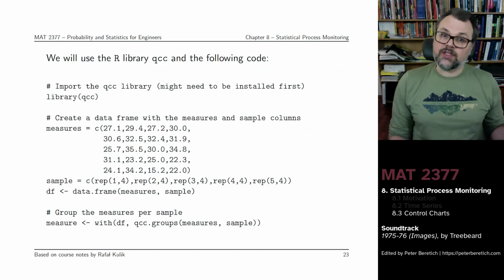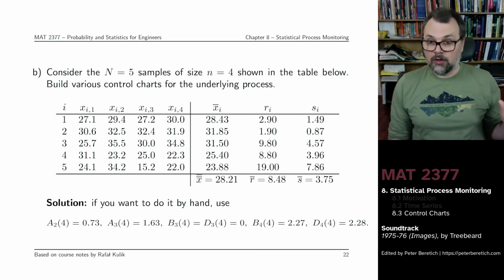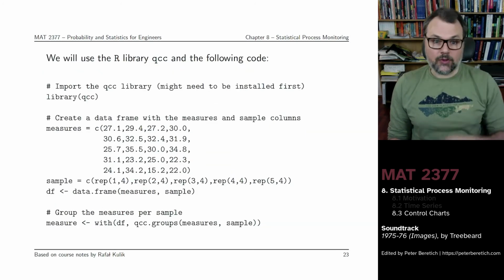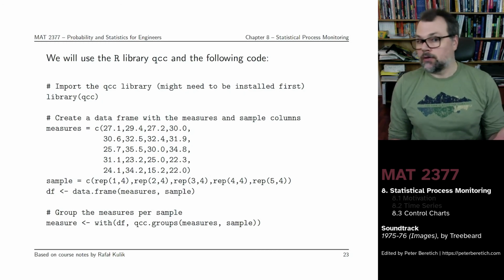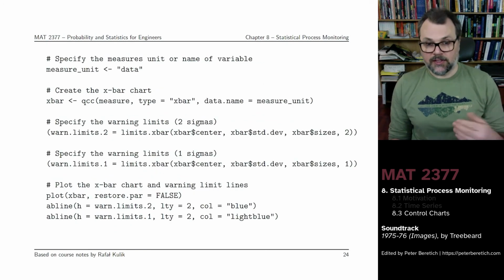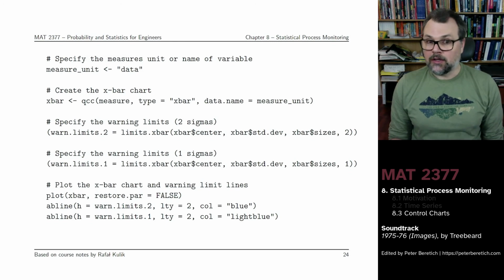You can actually do this in R as well. I mean, you can build these things by hand. It's doable, but it's a little bit time consuming for no good reason. There's a package called QCC in R that would allow you to do that. So I've created a data frame here with these measures. For the sample columns, you can run the code that I've provided you in these slides. I will not explain it, but I think it'd be worth your while to try it.